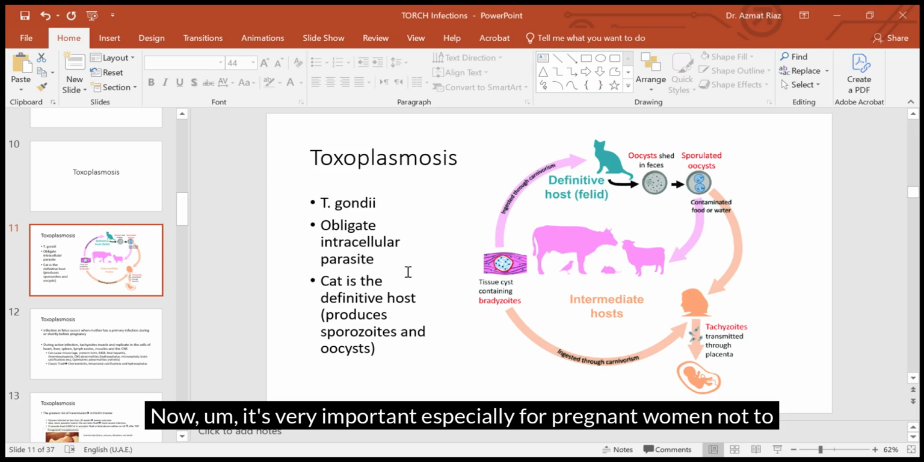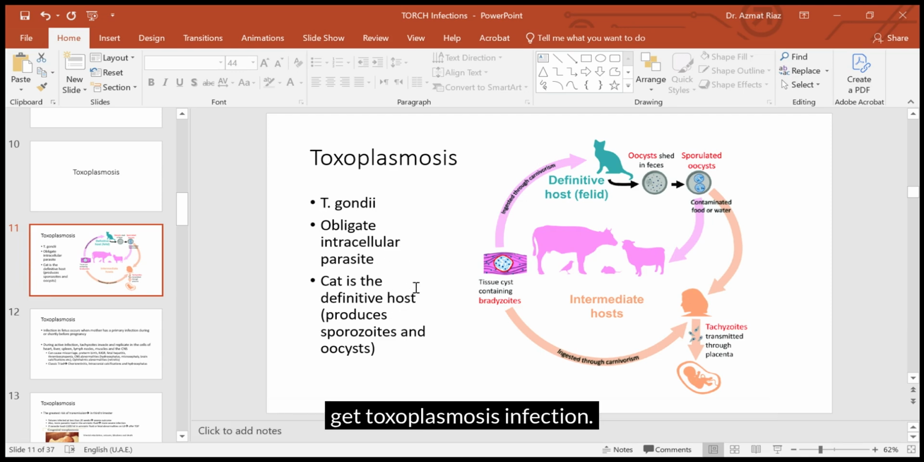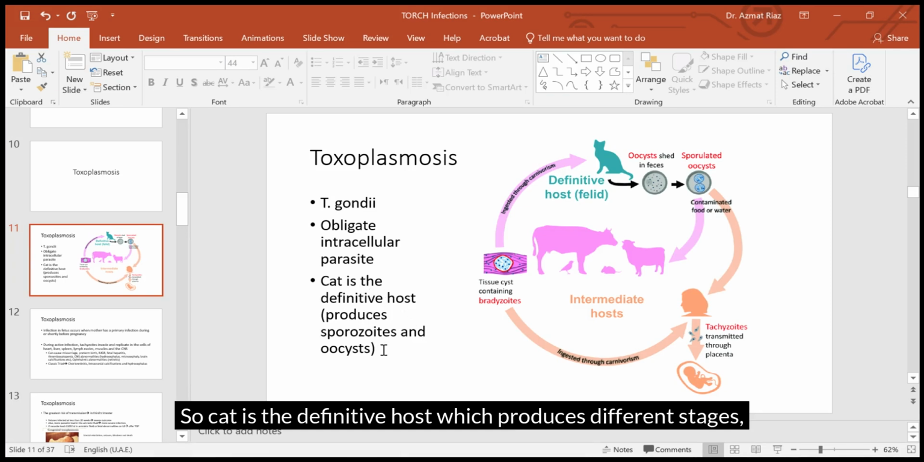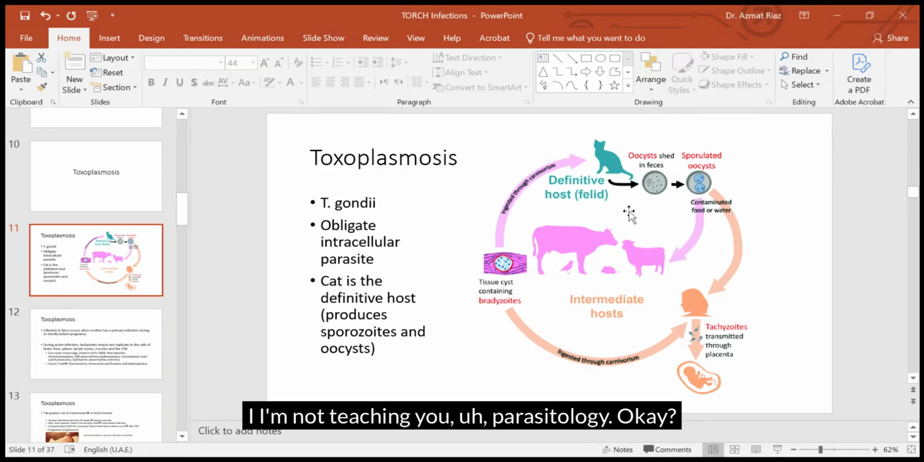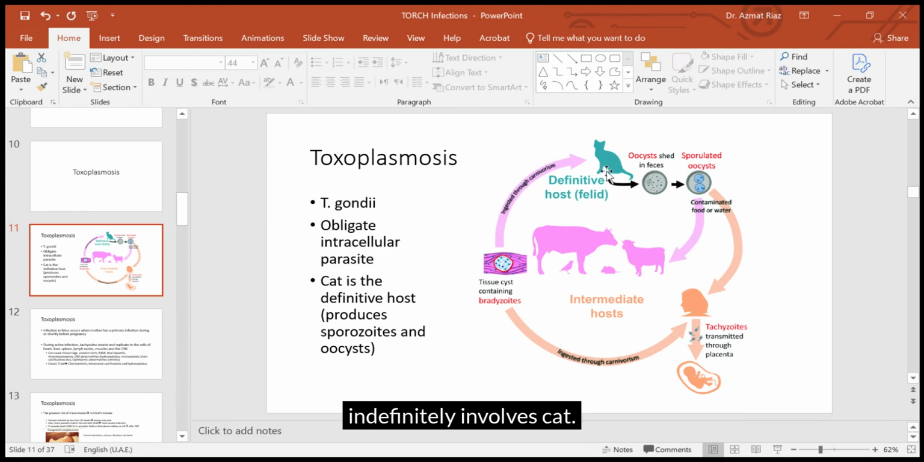Now, it's very important, especially for pregnant women, to avoid cleaning cat litter, okay, because they can get a toxoplasmosis infection. The cat is the definitive host, which produces different stages, sporozoites and oocysts. I'm not teaching you parasitology, but as you can see, the life cycle of Toxoplasma gondii definitely involves the cat. It can infect pregnant women, which can then transmit it to the baby.